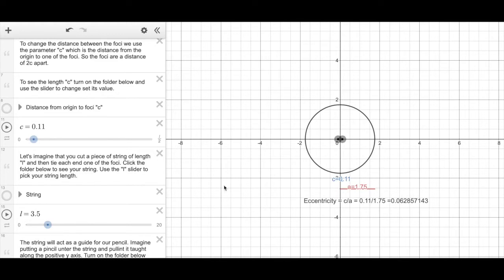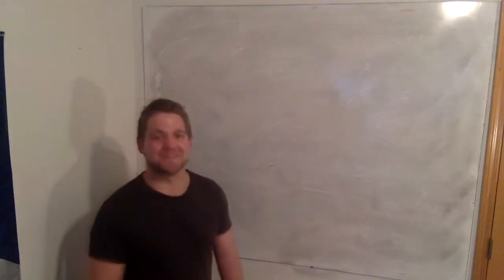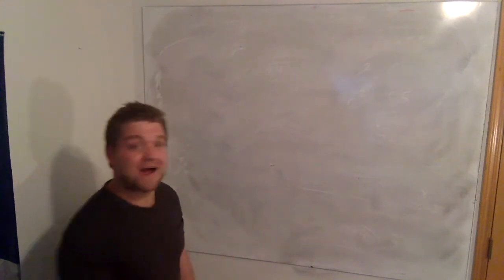Let's go back to the whiteboard and do some examples. Now that we've got a lot of the vocab out of the way, let's go ahead and get some practice working with ellipses. Let's first get practice with graphing.